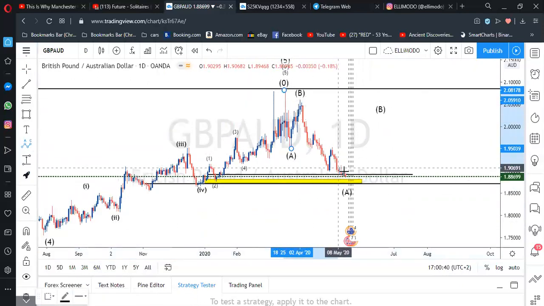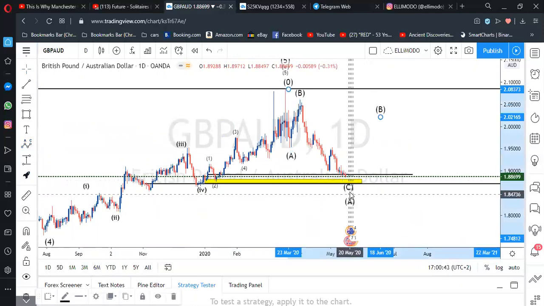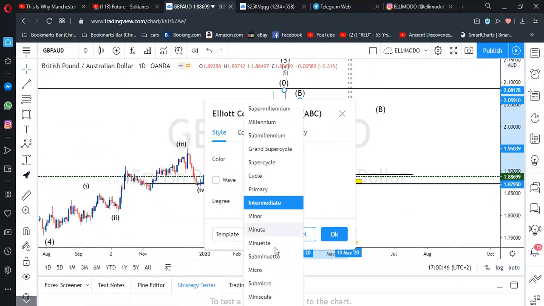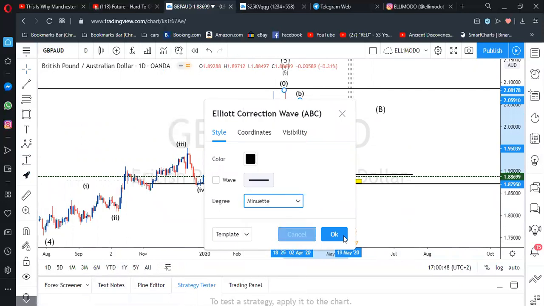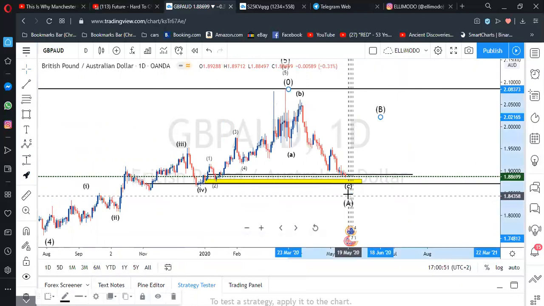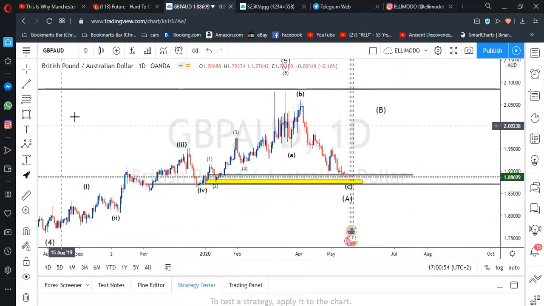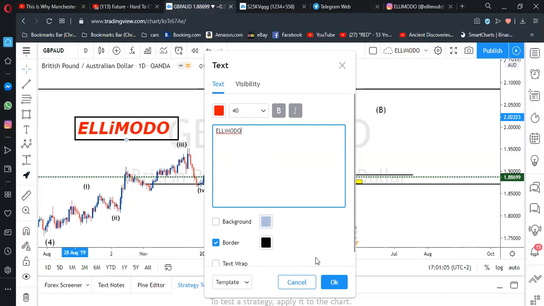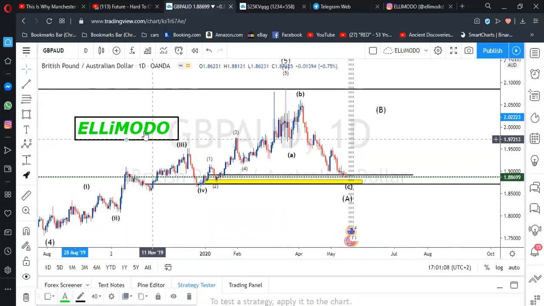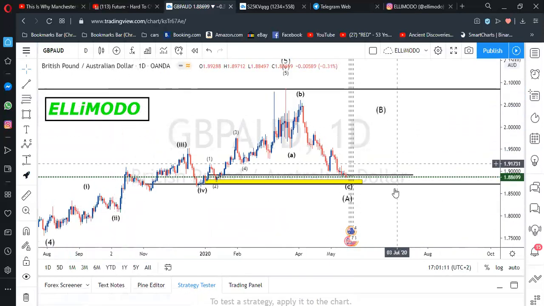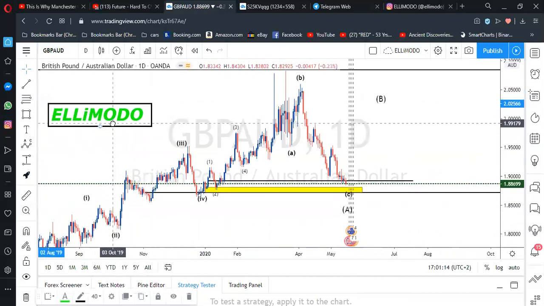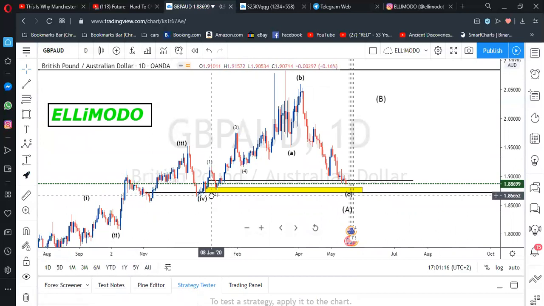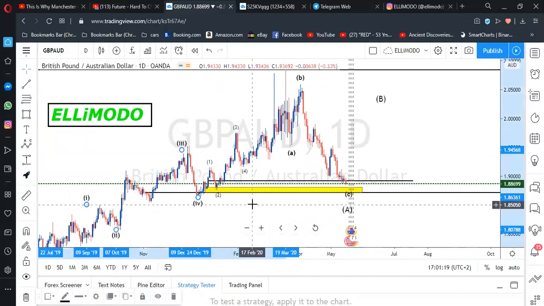And then we have a simple ABC in here to give us this A. Let's just make that a little smaller. Yeah. Then it would look like this. Oh yeah, let's just do that. So yeah, we should expect price to do something like this.